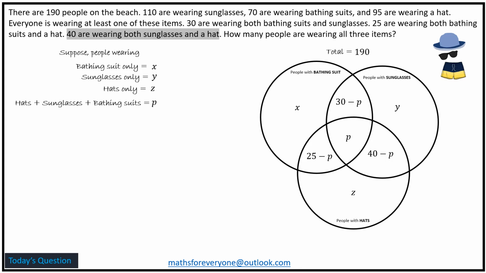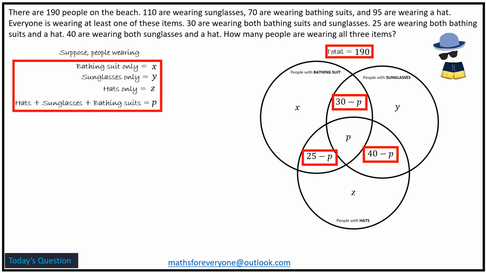So we can form an equation now with X, Y, Z, and B, because we know the total number of people. Don't be worried about all these variables that you see. In the end, all we need to find out is B, the common part for these bathing suits, sunglasses, and hats. We don't really need to worry about exactly the number of people wearing just one of these items.